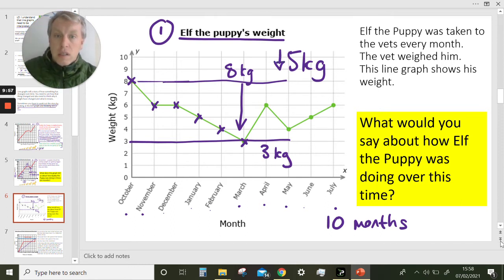Well, that means that Elf was quite a sick dog. But look, that line then goes back up, and he might have a little bit of a problem here, but then we see the line starting to go back up. So I think Elf the puppy was quite an ill dog, maybe very seriously ill, but it looks to me like we hope that now that he's putting weight back on again, Elf will be okay.